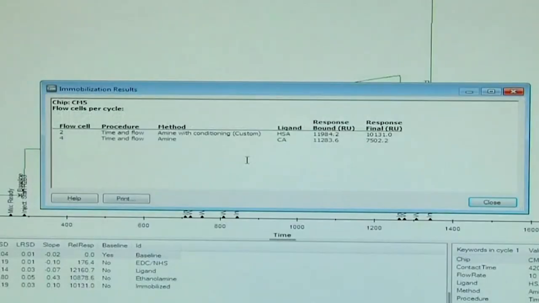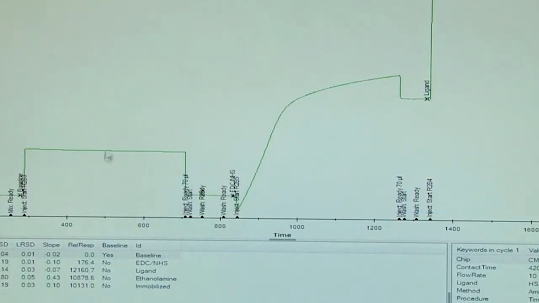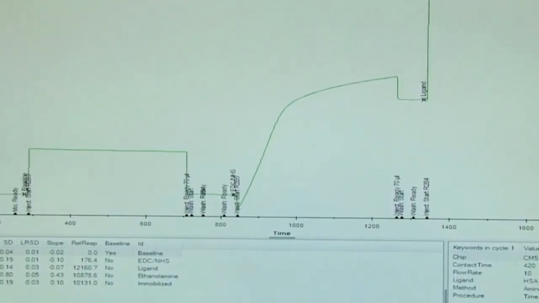From our experimentation, the following are the results for the immobilization of human serum albumin and carbonic anhydrase on two different flow channels. We see here from the immobilization results, here you can see on the screen, immobilization of human serum albumin by activation of the surface with EDC NHS, passage of the ligand to the sufficient amount required, blocking with ethanolamine and immobilization.